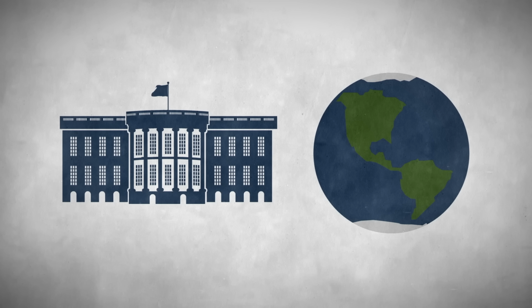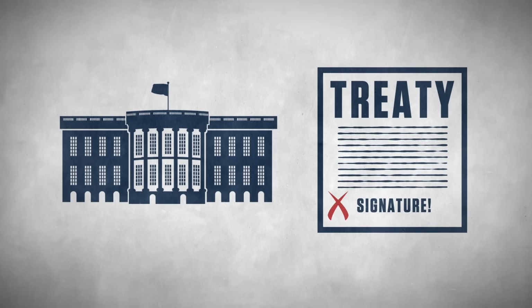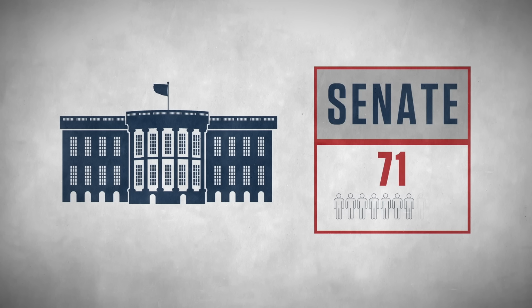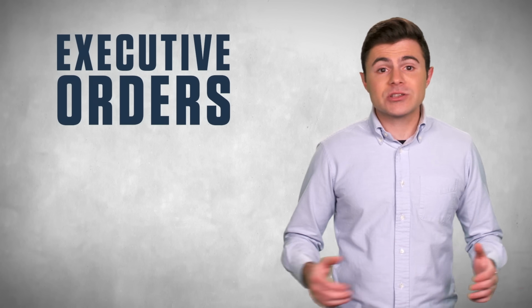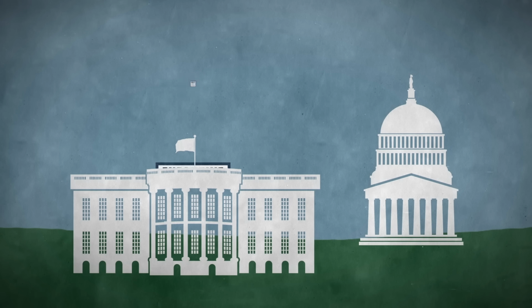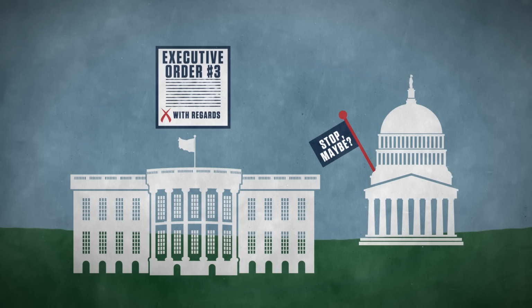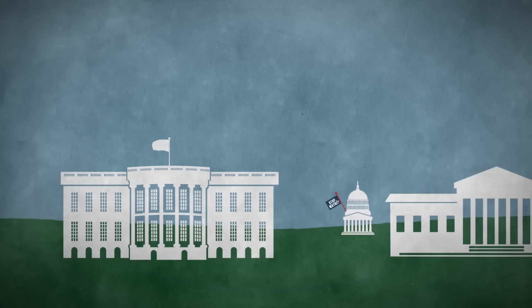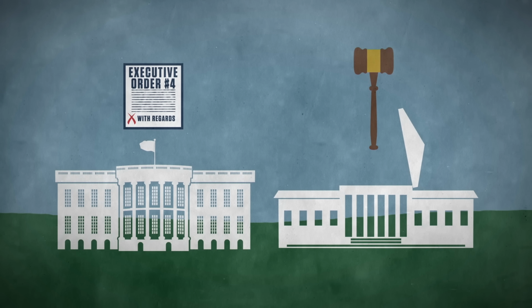In the global sphere, the president serves as the nation's representative. He can negotiate and sign treaties with another nation, but it only becomes ratified with the support of 2/3 of the Senate. The president also has the power to issue executive orders, which allows him to direct the actions of members of the executive branch without it having to be approved by Congress. But while Congress has no say when it comes to executive orders, the judicial branch, in the form of the Supreme Court, does have the power to overturn an executive order.